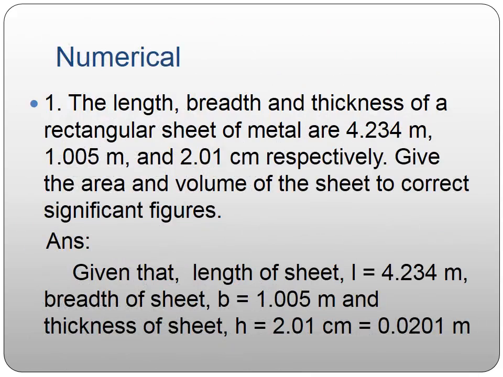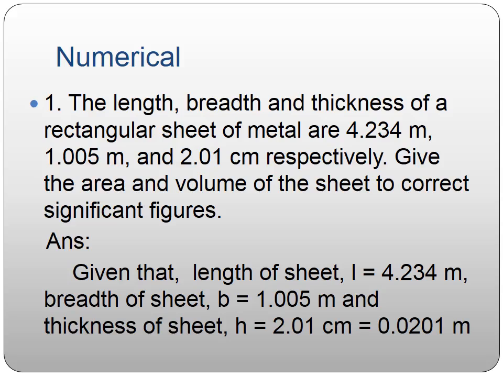In the last session, let me discuss some numericals. The first question: the length, breadth and thickness of a rectangular sheet of metal are 4.234 meter, 1.005 meter and 2.01 centimeter respectively. Give the area and volume of the sheet to correct significant figures. Let us see the solution.